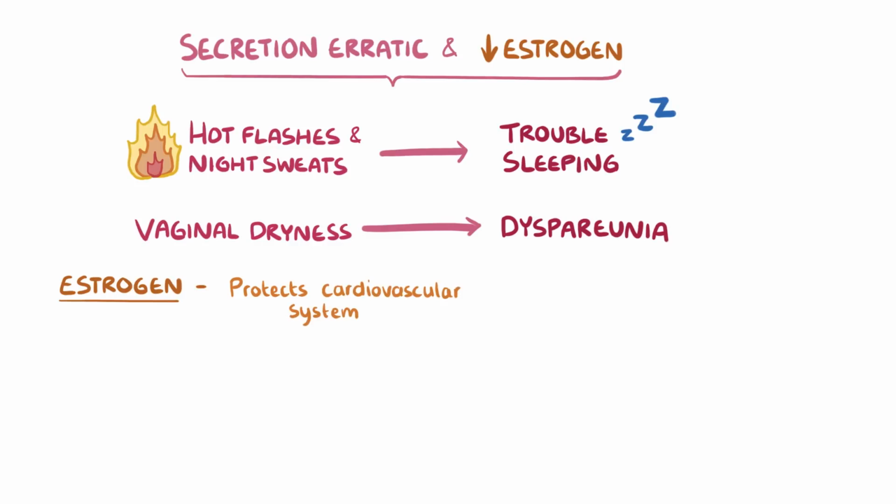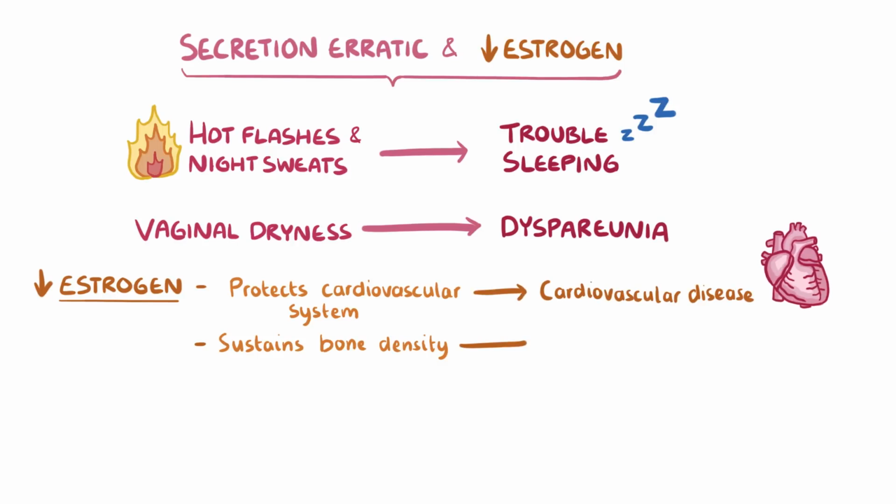Also, estrogen normally has a protective effect on both the cardiovascular system, where it helps to keep the blood vessel walls nice and flexible to accommodate blood flow, as well as the skeleton, where it helps to sustain bone density. So low levels of estrogen can also lead to complications, like cardiovascular disease and osteoporosis. Osteoporosis is decreased bone density, which increases the risk of bone fractures.